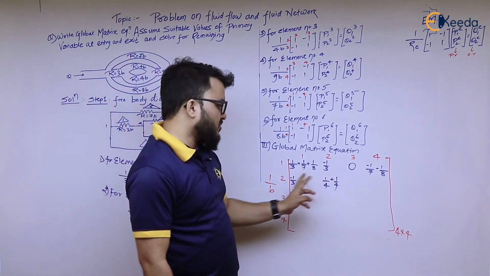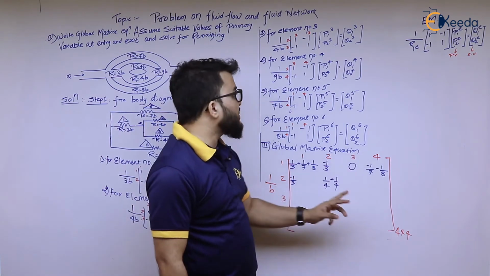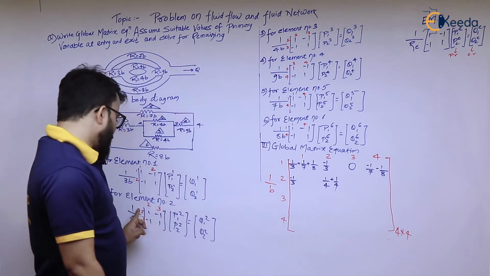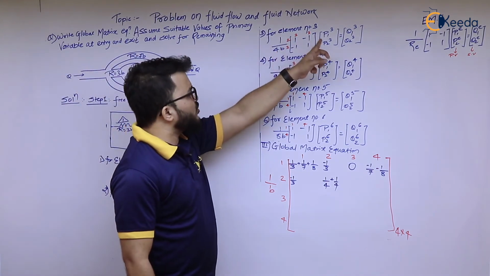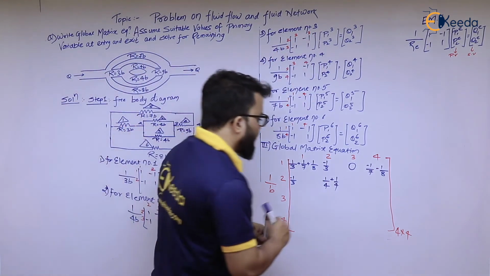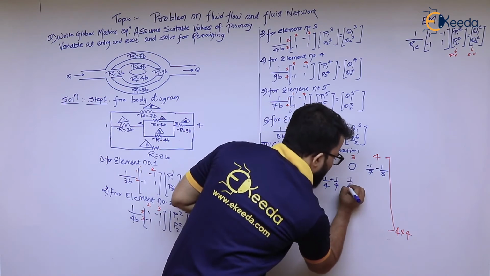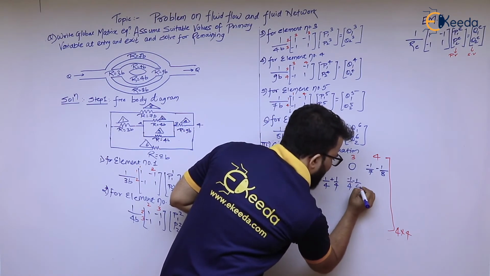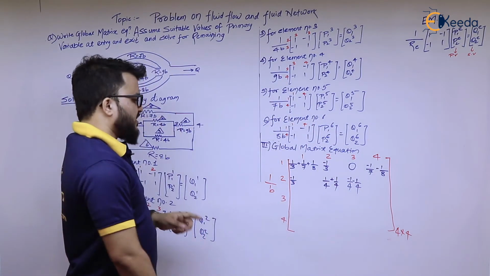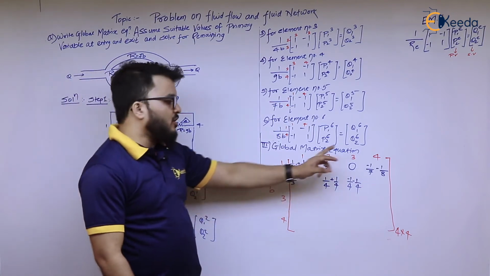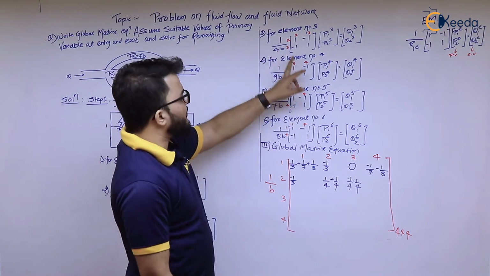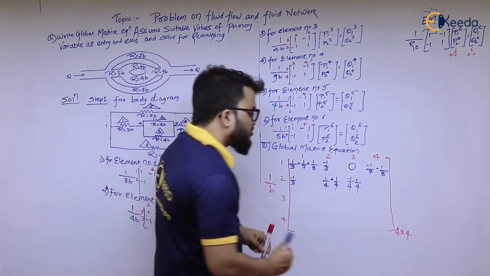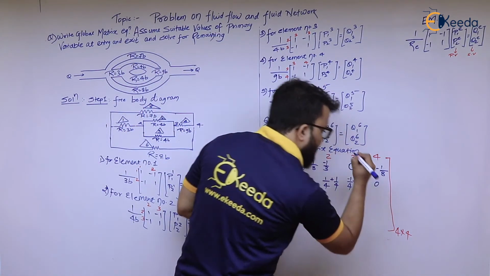Now I will start for row number 2 and column number 3. Row number 2, column number 3, this is minus 1 by 4. Again row number 2, column number 3, this is minus 1 by 4. So this becomes minus 1 by 4 minus 1 by 4. Similarly I will search for row number 2, column number 4. There is no data available, so I will write this as a 0.